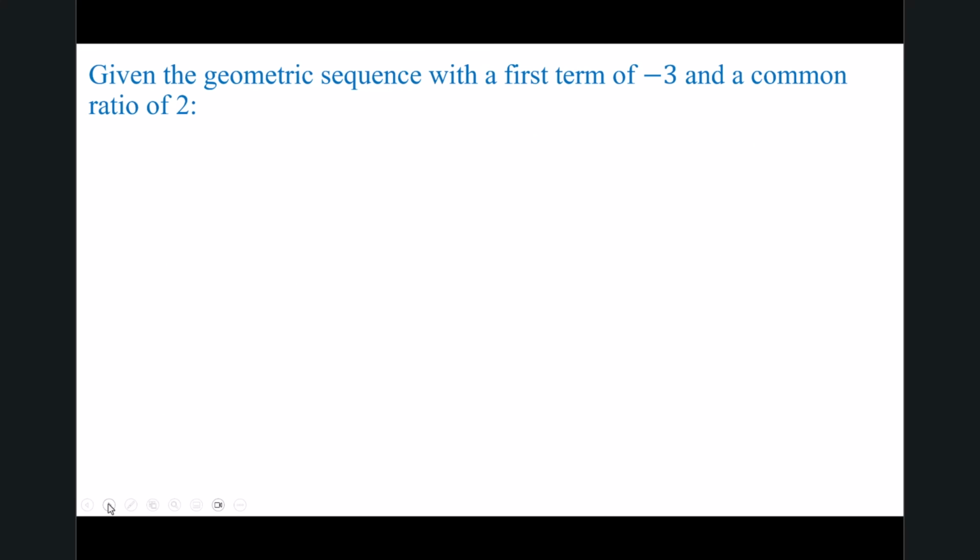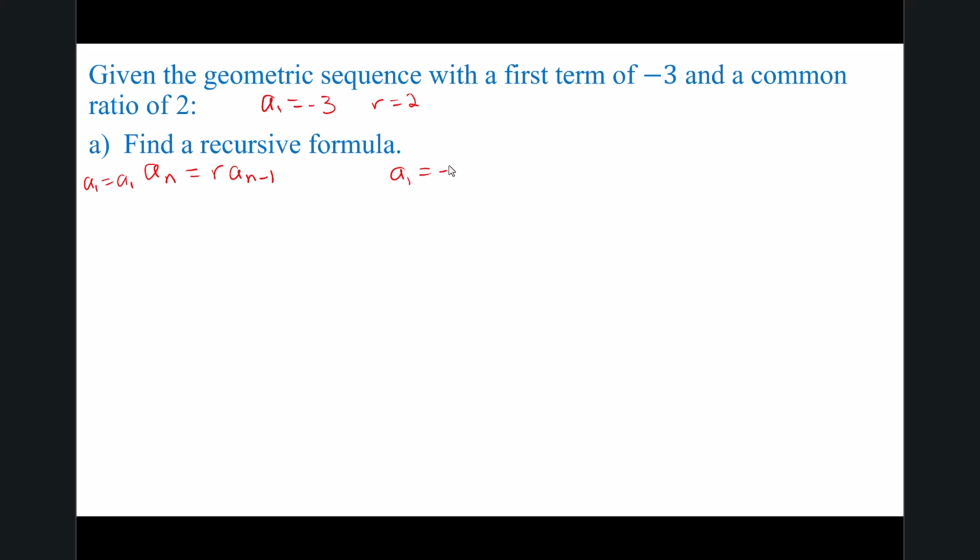Given the geometric sequence with a first term of -3 and a common ratio of 2, so a sub 1 is -3 and r is 2, let's find the recursive formula. So the recursive formula, remember, says a sub n equals r times a sub n minus 1. And a sub 1, we'll just say equals a sub 1. So in this case, our recursive formula, a sub 1 equals -3. A sub n equals that common ratio 2 times a sub n minus 1, where n is greater than or equal to 2.